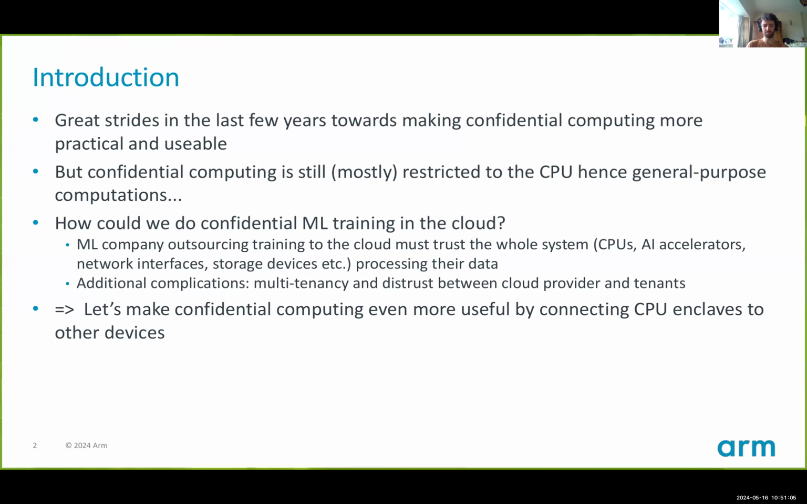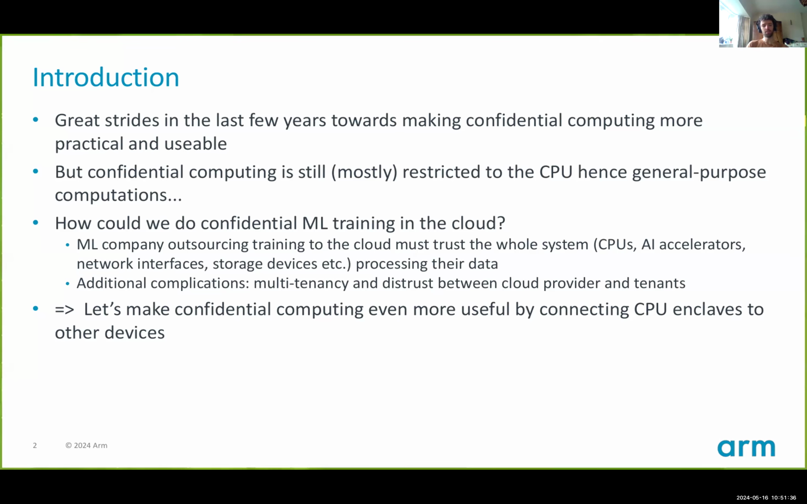That's an issue that confidential computing nowadays cannot tackle, even though there's been some effort from NVIDIA, for example, towards making GPUs more multi-tenant oriented. They came up with some kind of attestation protocol, but as far as I understand, it's not widely available and used yet. The other complications are multi-tenancy, and the fact that the cloud provider and tenants don't necessarily trust each other.